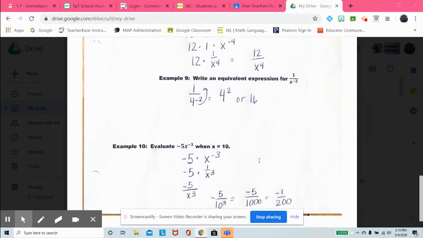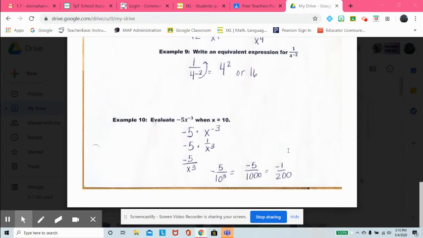Then there's a little bonus question. You're not going to have any like this. I didn't make any this hard where we have to evaluate. But here's a problem for you just to look at. It says negative 5 times x to the negative 3. So we're going to get negative 5 times 1 over x to the 3rd, negative 5 over x to the 3rd, and then it tells us that x is 10. So if we put 10 in for x, we get negative 5 over 1,000, which is negative 1 over 200. And that would be your answer.